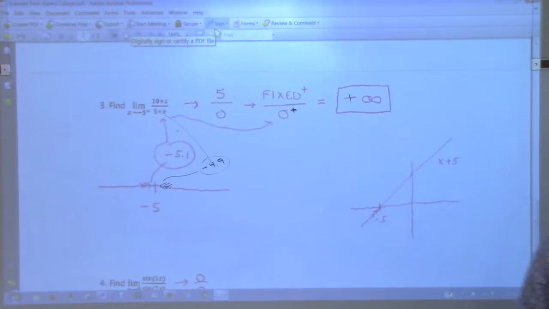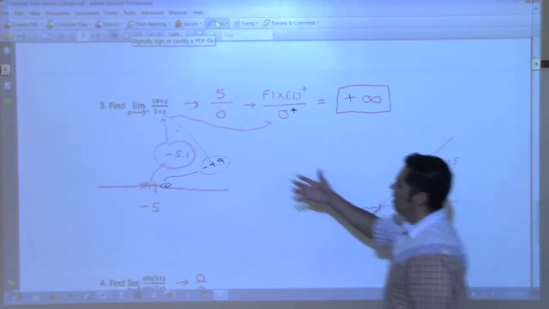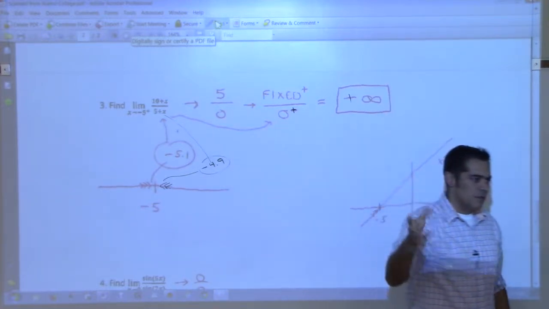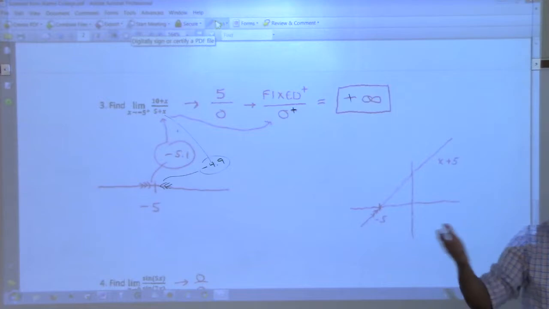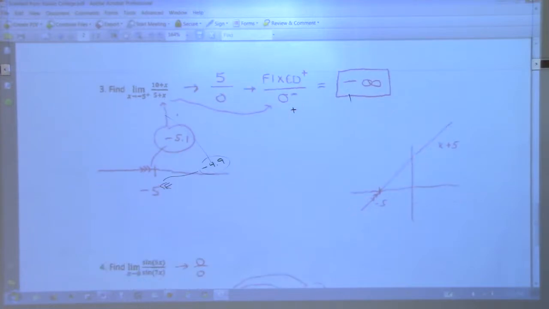And then the last one, oh, and I should say that the reason I did it this way is because I got a fixed number over 0. Fixed over 0, your answer is either infinity or negative infinity. You have to go figure out which one it is. That we did last class, right?